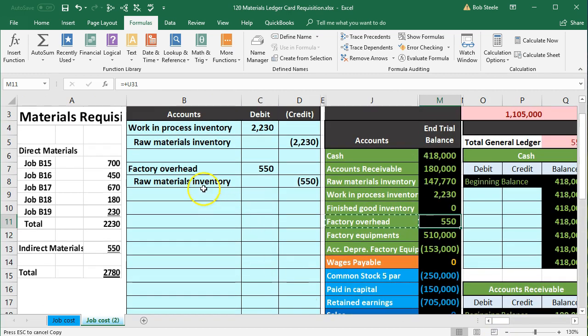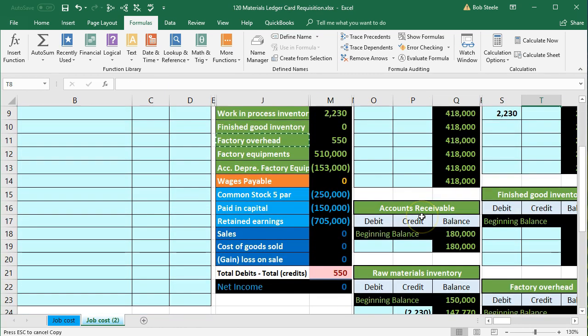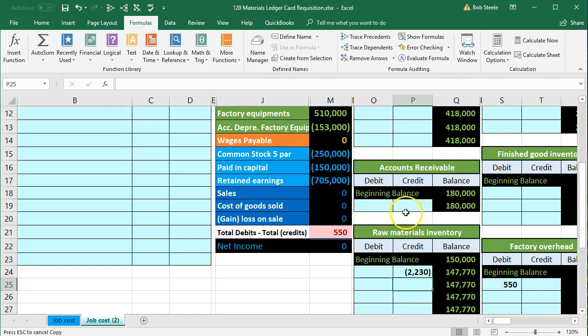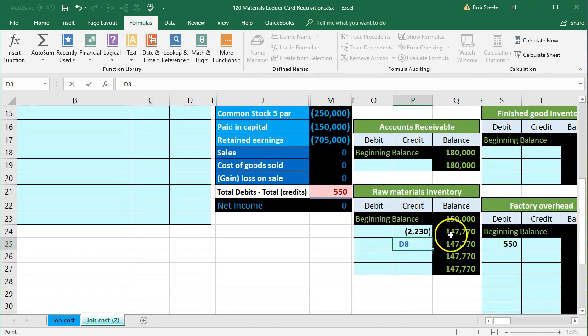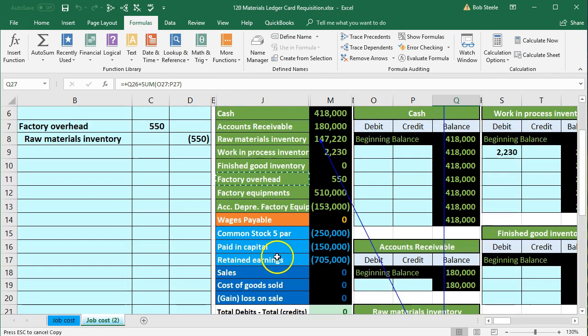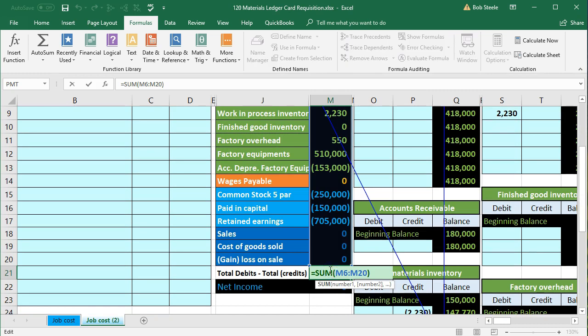So then we're going to go to raw materials. Here's raw materials. It's the third account. It's going to be the same in the GL. So here's raw materials down here. It's a credit again, so we're in P25. P25, we'll say equals. I'm going to scroll up just a bit and pick up that 550. And it's going to bring this 147,770 down by 550 to 147,220. That number then, of course, is used to create the trial balance here. And that puts us back in balance, debits equaling the credits.